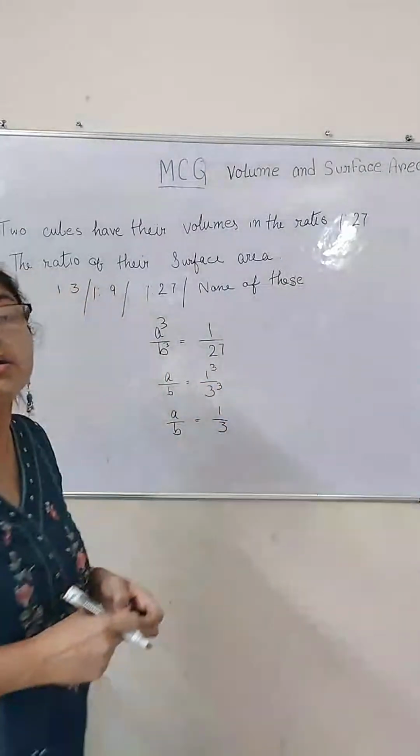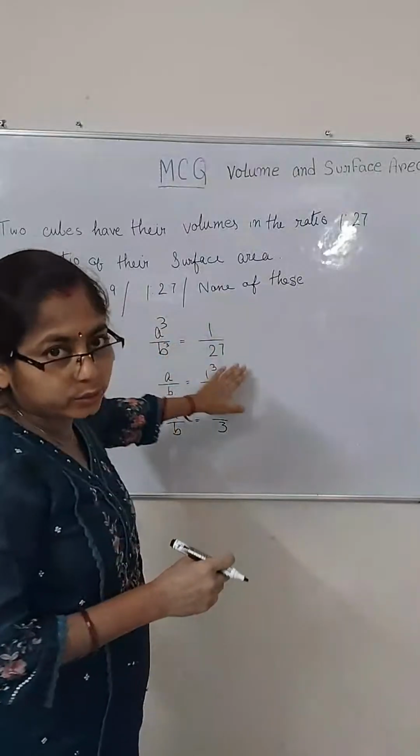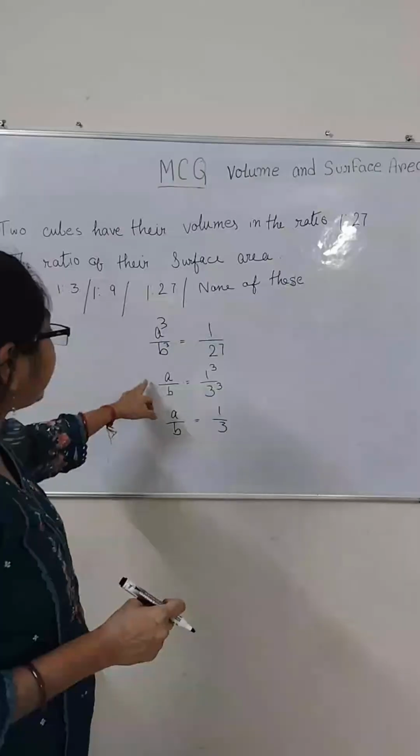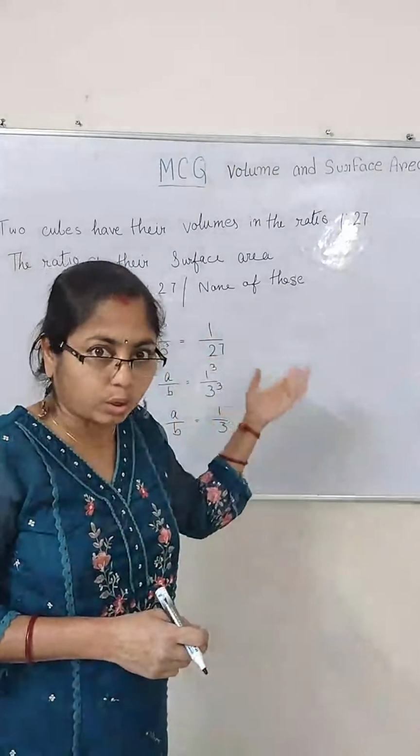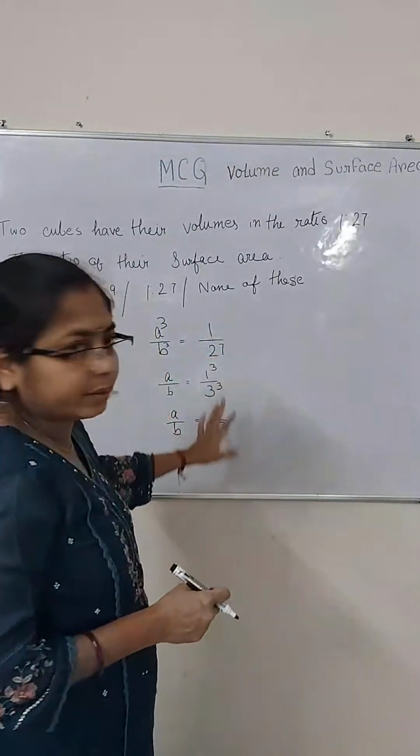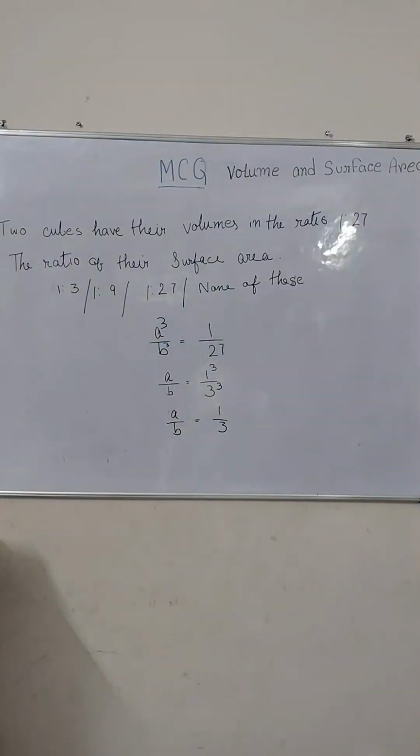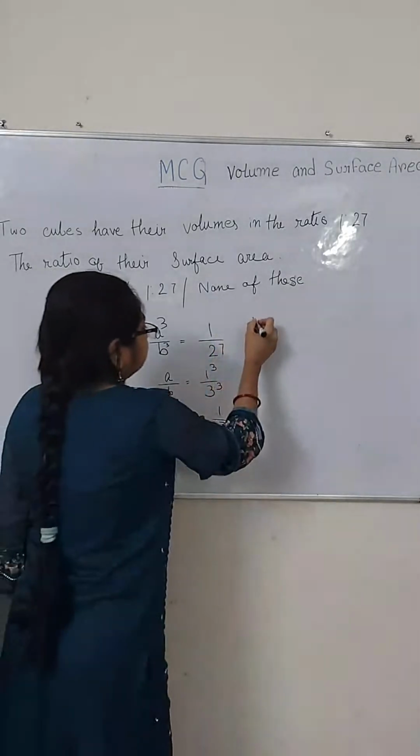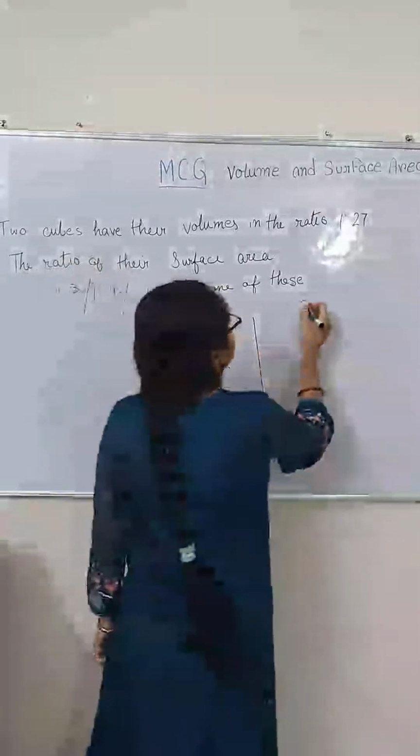Is it okay? Let's first check this part. A cube, B cube, 1/27, it is given. So A means 1 and B is 27, and make it in this way, 3 whole cube. So A by B is 1/3. Okay, first do it in this way. Then the surface area formula.